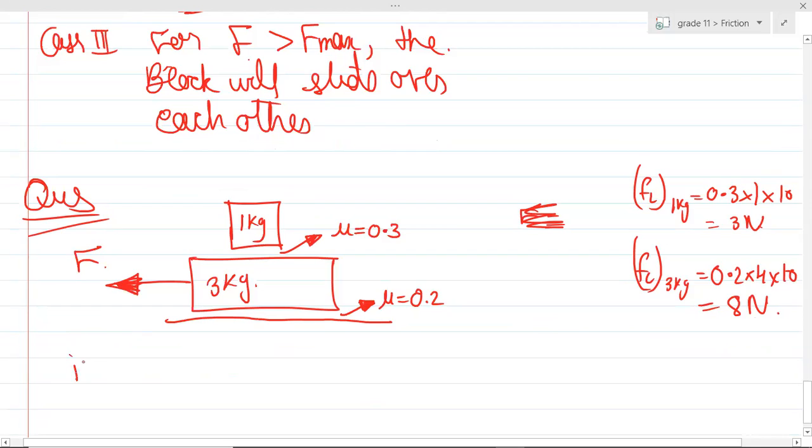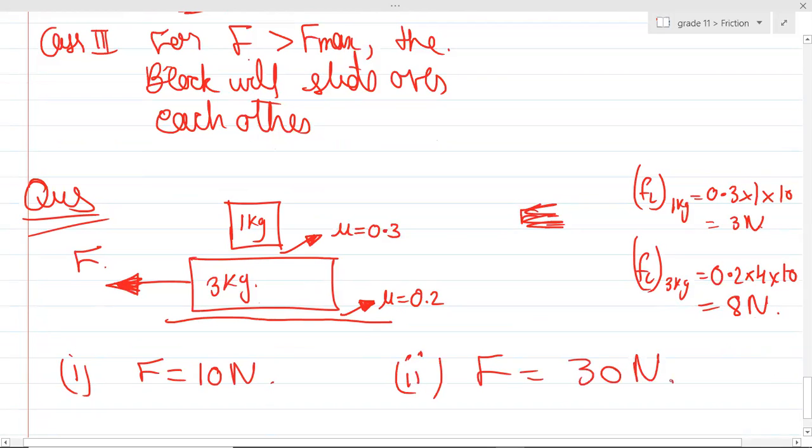So in one case, this force is 10 Newton, and in the second case this force is 30 Newton. Okay, so you need to find the acceleration of both the blocks.